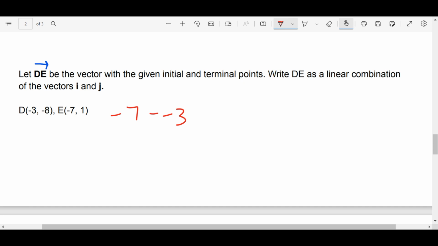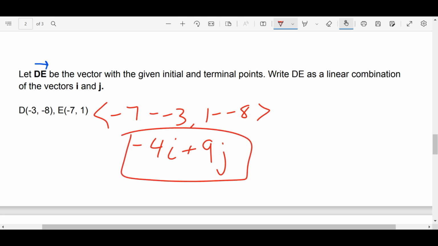That will get us a negative 4. So your i value is going to be negative 4i. And then we are going to have 1 minus a negative 8, which is going to get you a 9, so 9j. Okay, so we did the same thing. We found the vector. We just use i's and j's instead of component form. Cool.